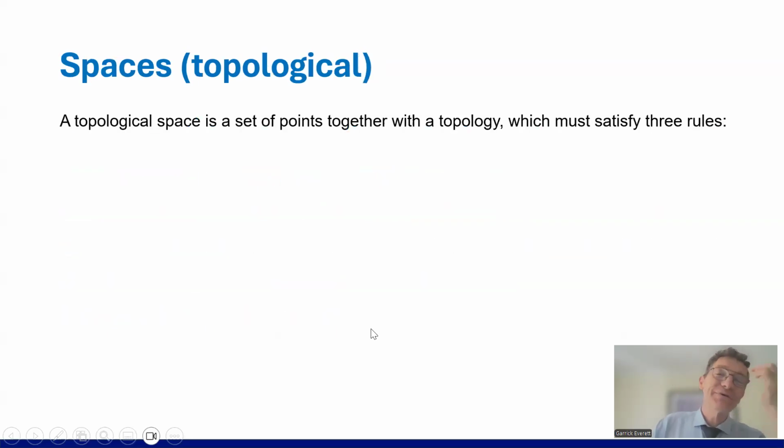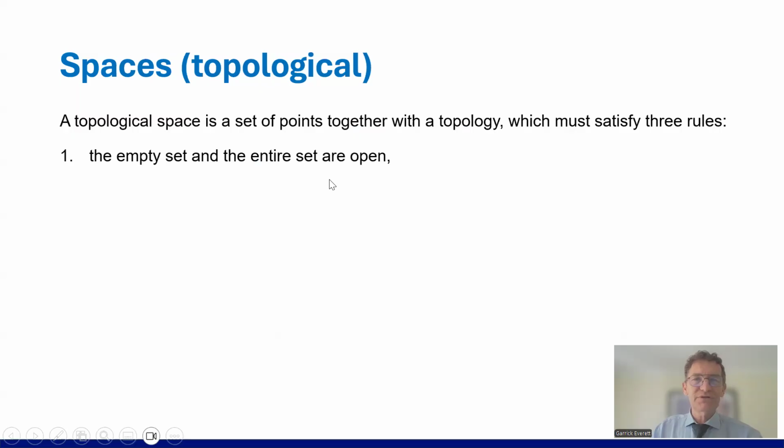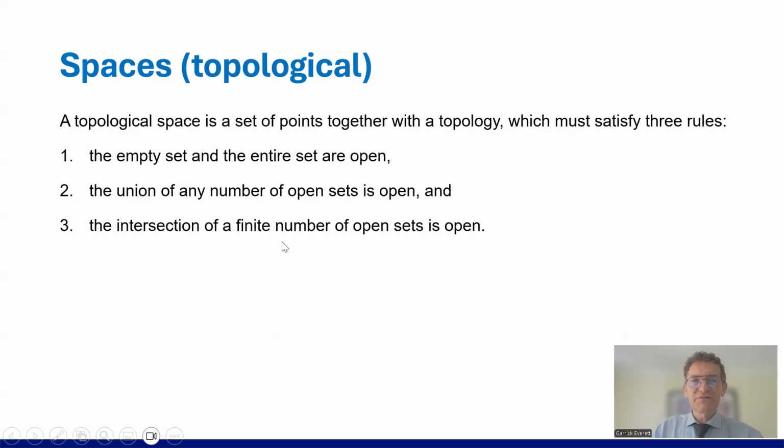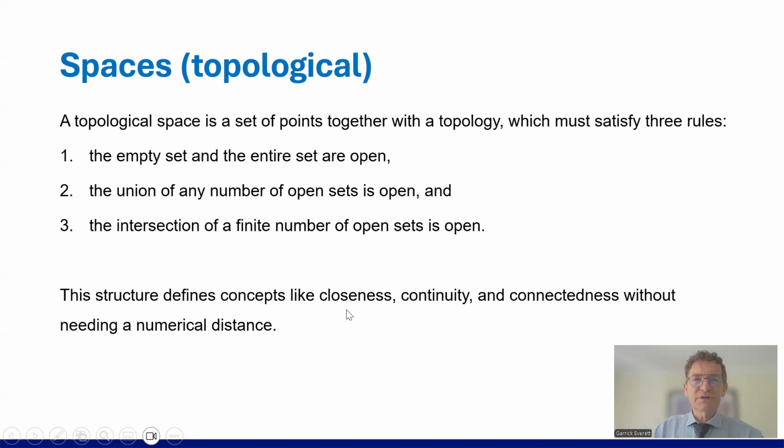Okay, topological spaces. So we're going through a few different things in this lecture, and hopefully they'll all join together in the next lecture. We'll see how we go, but there's a few different concepts coming through here. So a topological space is a set of points together with a topology which must satisfy three rules. The empty set and the entire set are open. The union of any number of open sets is open, and the intersection of a finite number of open sets is open. So this is just explaining a topological space, just so we can move forward. So you've got those three rules. So this structure defines concepts like closeness, continuity, and connectedness without needing a numerical distance.